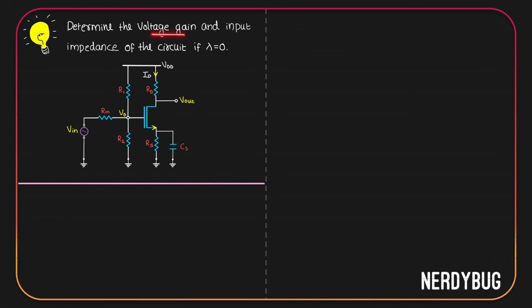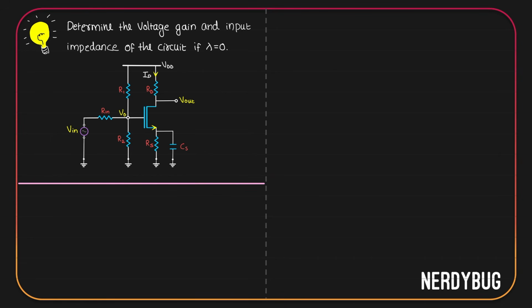Determine the voltage gain and input impedance of the circuit if lambda is equal to 0. What we have is a common source amplifier with degeneration and a bypass capacitor. It has voltage divider bias. Input resistance is also included. As always, the first thing we need is the small signal model.